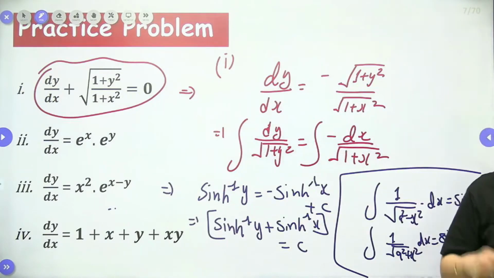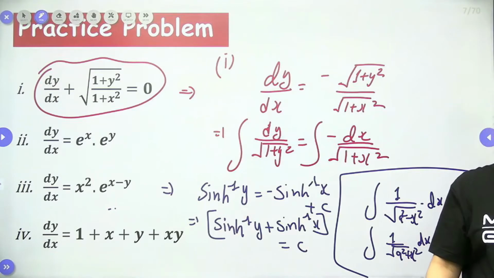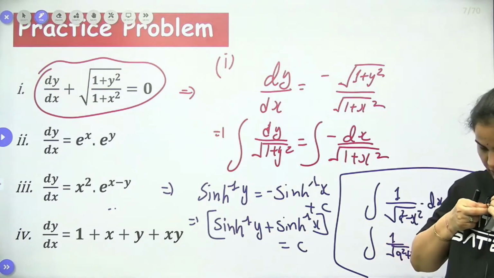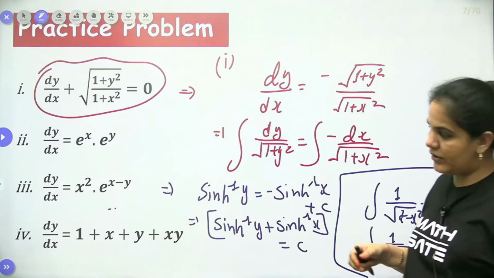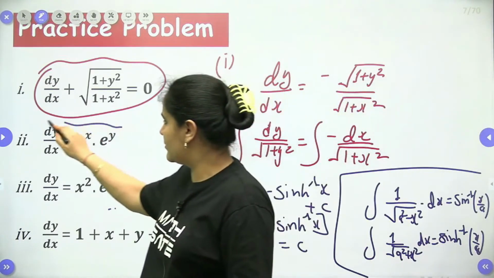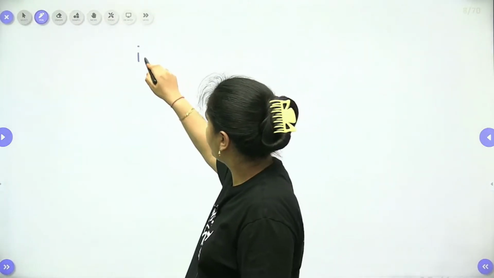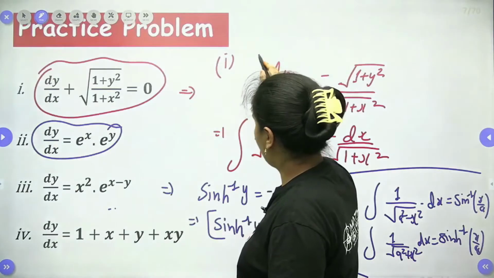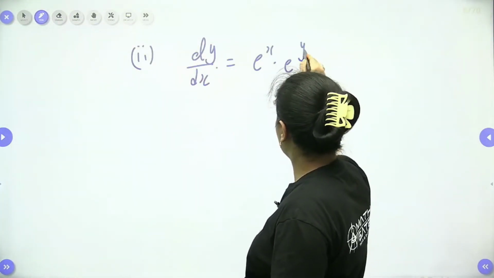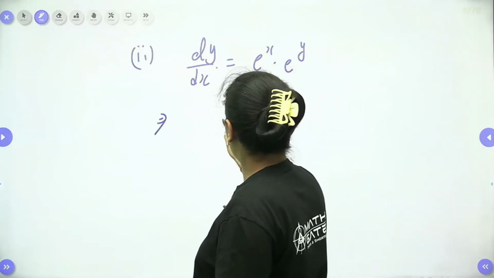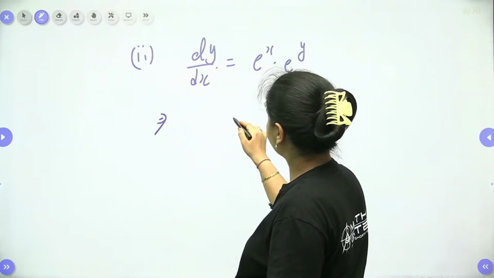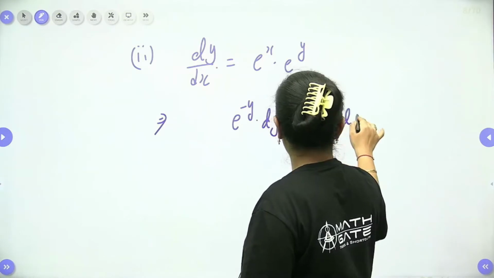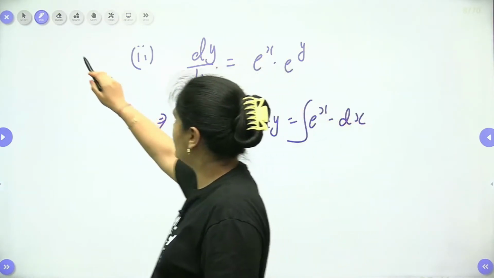Now when we approach the next one, it's again a simple question. Let's see what is in the next question. e to the power x into e to the power y. We have one more question to go with the variable separation. dy by dx is equal to e to the power x into e to the power y. You can write it as e to the power minus y dy is equal to e to the power x dx. Let's integrate it on both the sides.